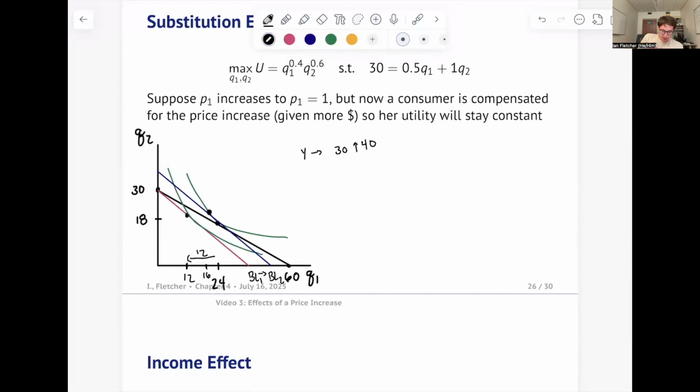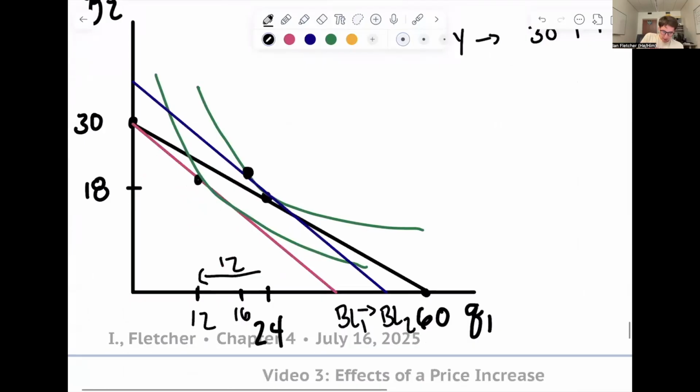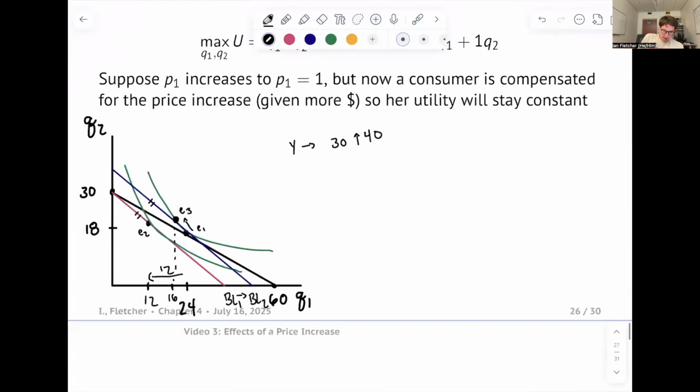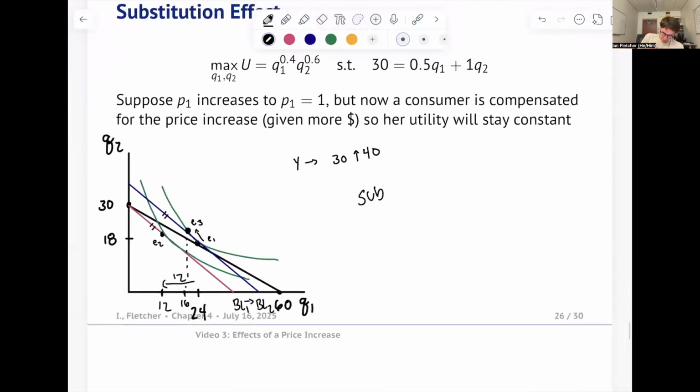And so we're going to be shifting, again, these budget lines are parallel. We're going to be moving from this equilibrium. So this was E1, this was E2. Let's call this E3 for now. We're going to be shifting here, and this is going to only cause a substitution effect of minus 8.